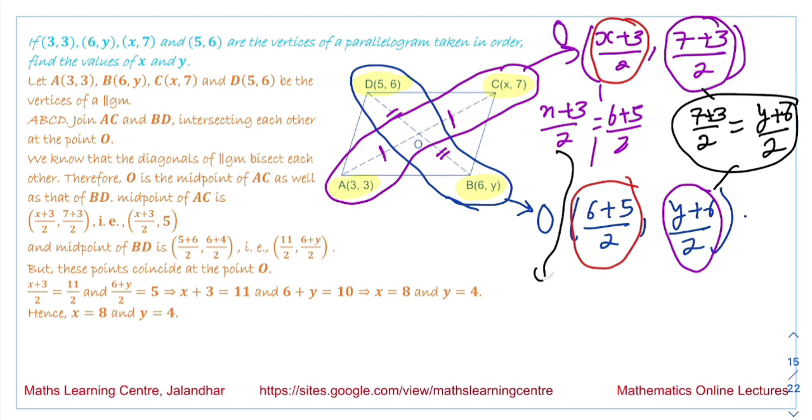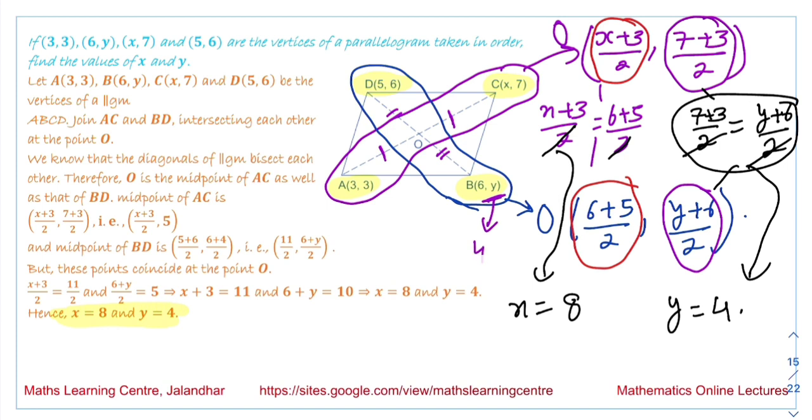Now on solving this, the 2 gets cancelled, and the value of x that we will get is equal to 8. On solving this, again the 2 gets cancelled, and the value of y we will get is equal to 4. So the values of x and y, this is y over here, the value of y is 4, and the value of x is 2. And these are the two values that we have to calculate in this question.